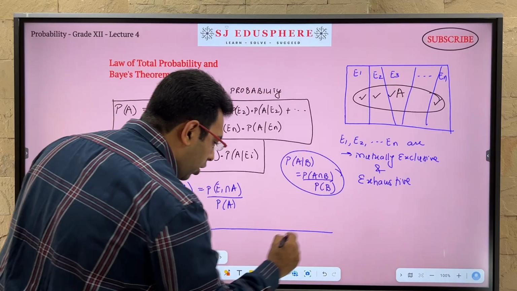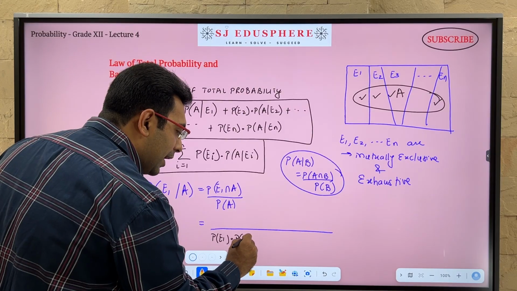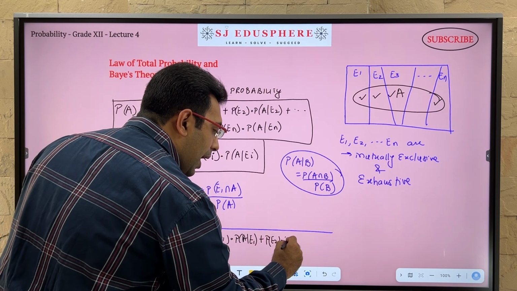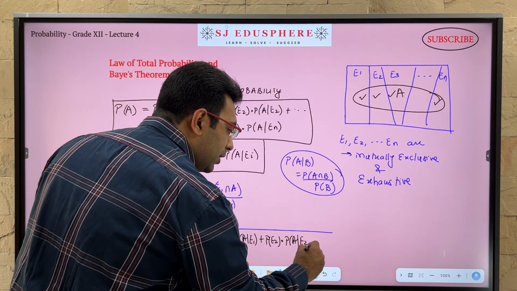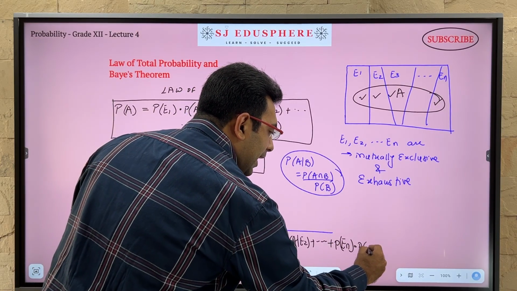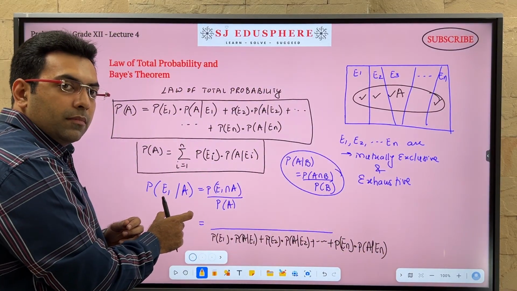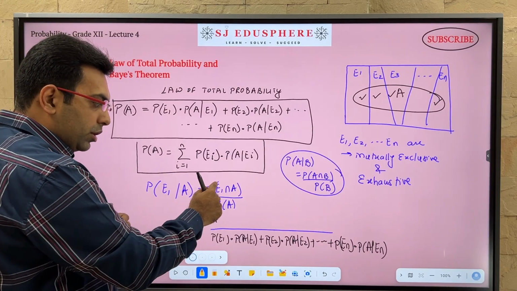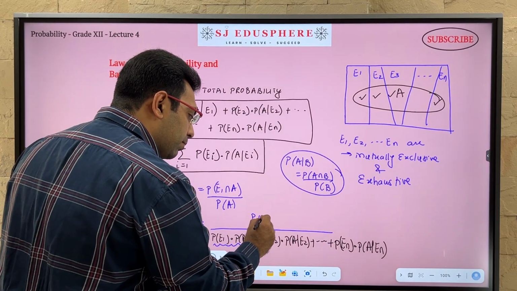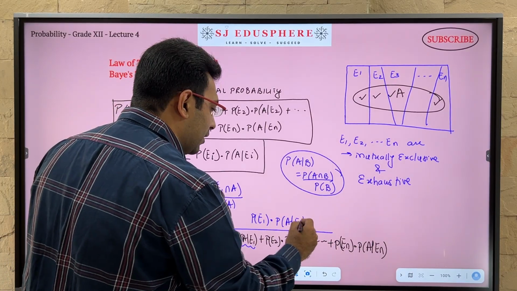That was my denominator. My denominator is select E1 and get A from E1, or select E2 and get A from E2, so on up to select En and get A from En. This is my total chance of A happening. What is the chance it was contributed by E1? That is simply this particular part. That is probability of E1 into A given E1.